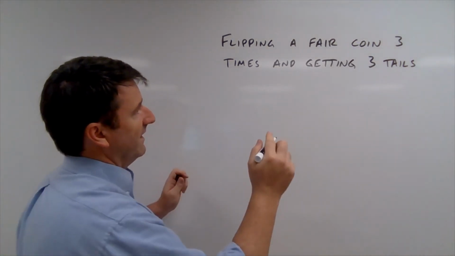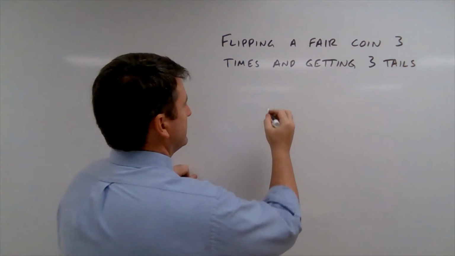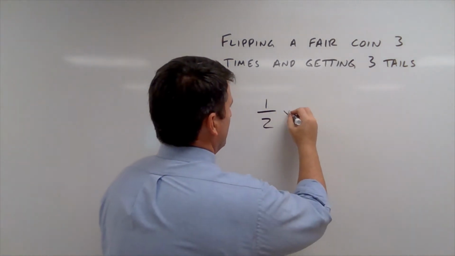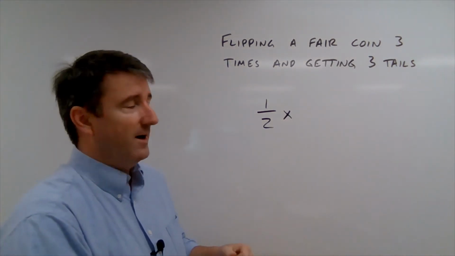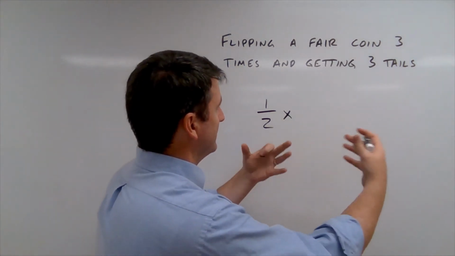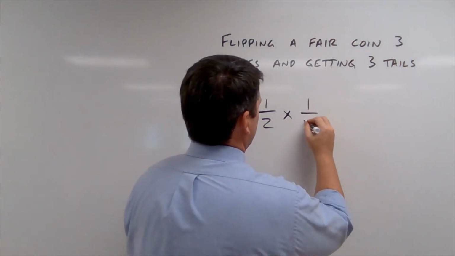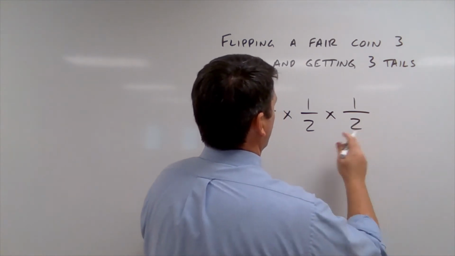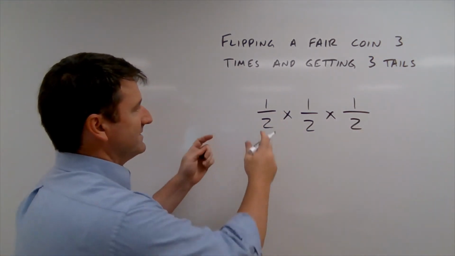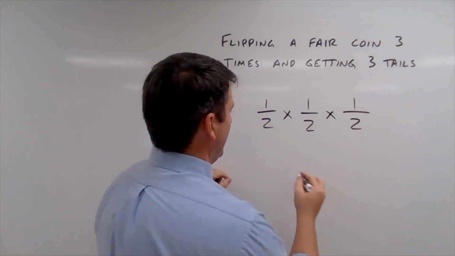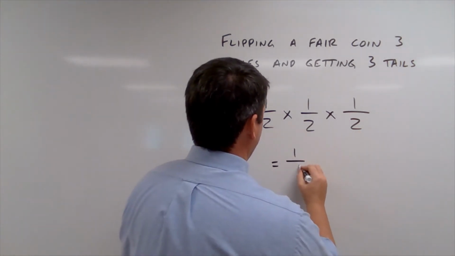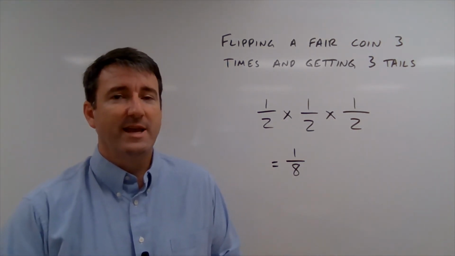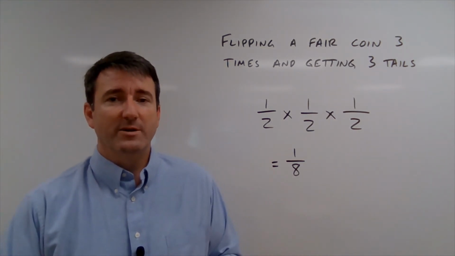So the probability of getting a tails if I flip a coin once is going to be 1/2. And then we're going to multiply that by the probability of getting tails on the second flip. That's also going to be 1/2. And similarly, it's going to be 1/2 for the third event. And so 1/2 times 1/2 times 1/2 is 1/8. So the probability of flipping a fair coin 3 times and getting 3 tails is going to be 1/8.